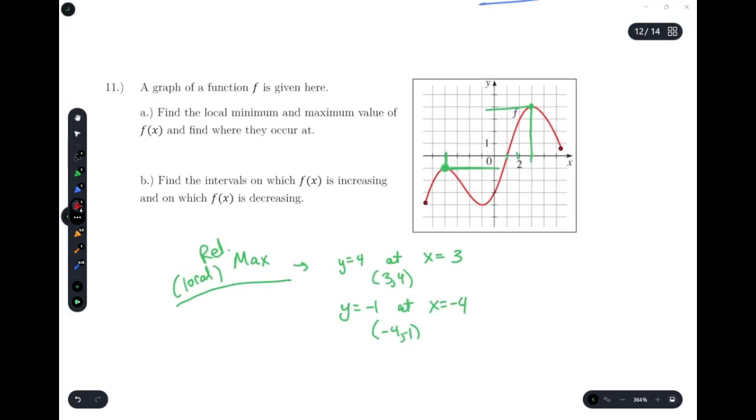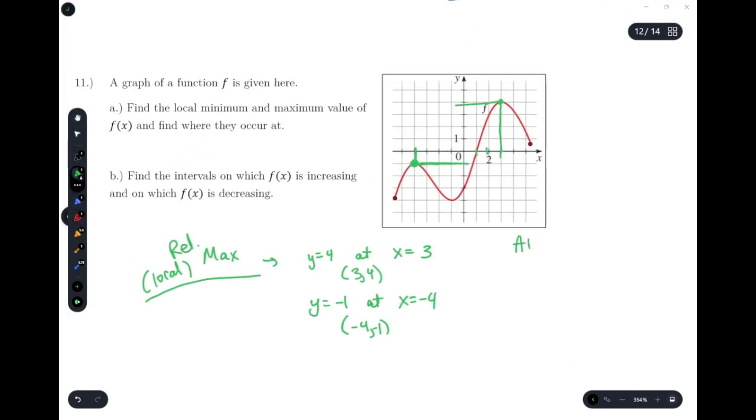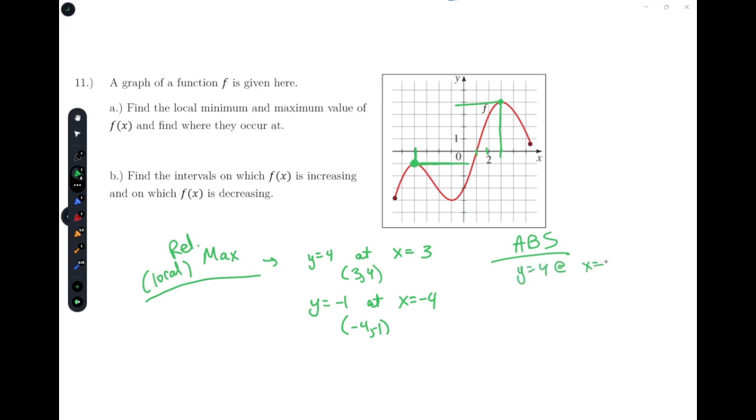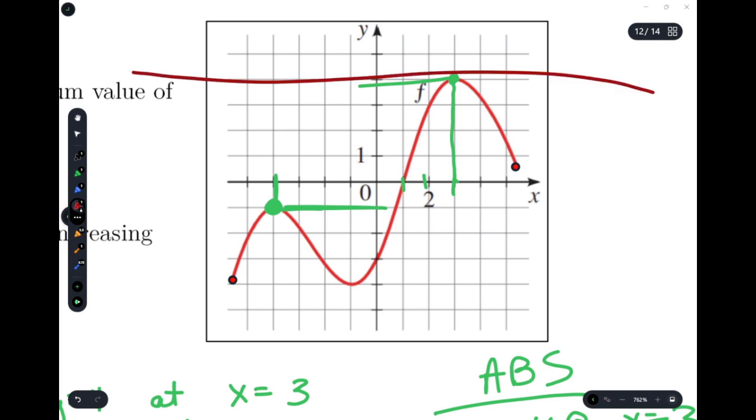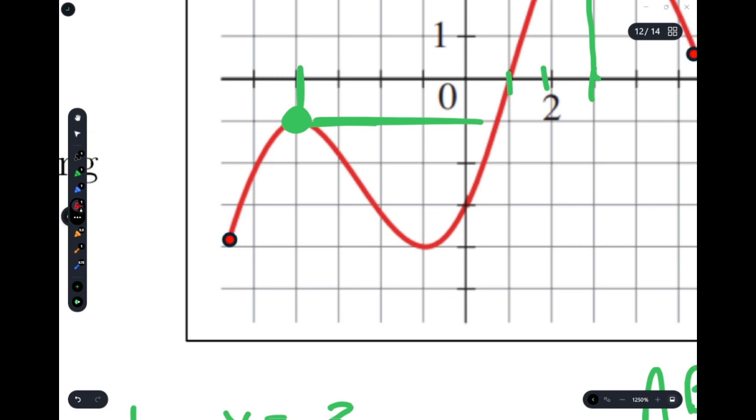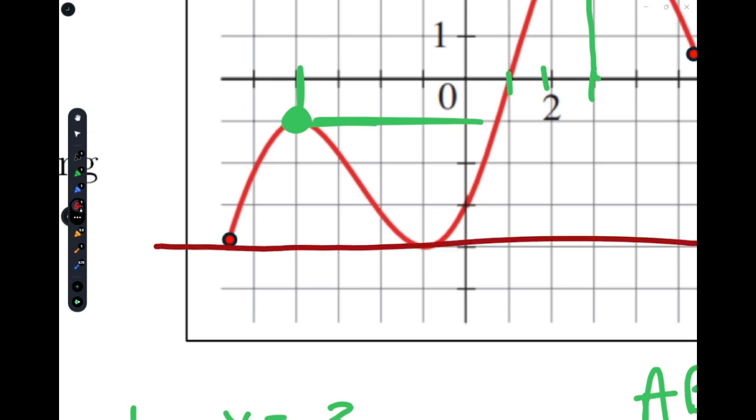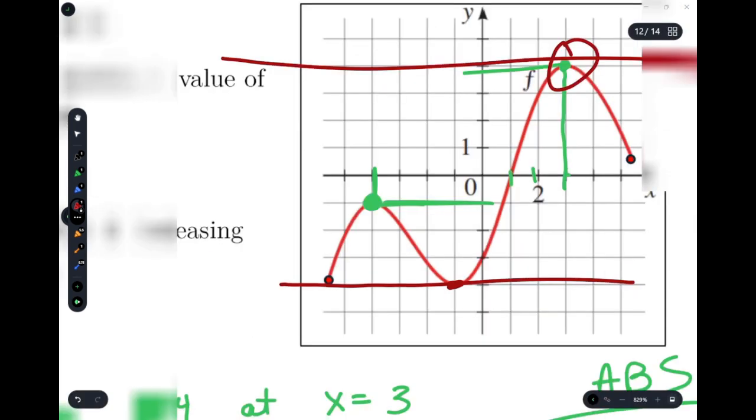Absolute is the top one. The absolute is y equals 4 at x equals 3. So the local can be an absolute, but what's the difference? The absolute is actually the peak. That's the tallest that function ever gets. That's the absolute. This one is just a local. That is absolutely the biggest it ever gets. Likewise, that is absolutely the smallest it ever gets. Right?